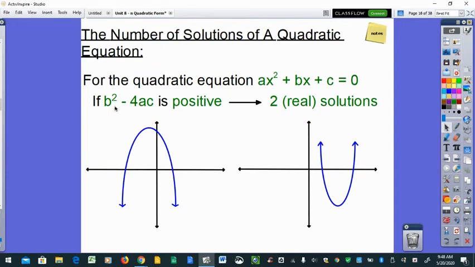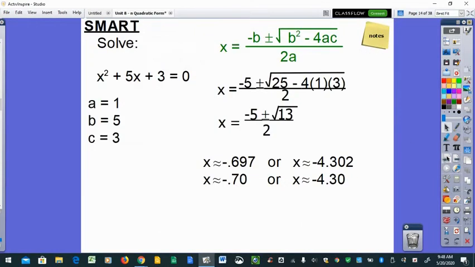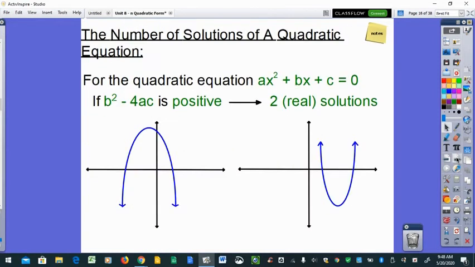If you were to take the b squared minus 4ac, so you square whatever the b number is, you subtract 4 times the a times the c, and your result is a positive number, like the one we just did, by the way. See the 13? Then that means that there are 2 solutions.